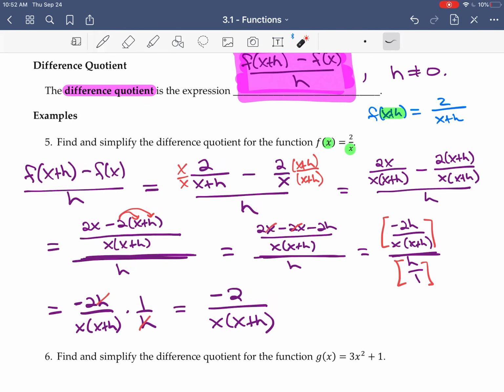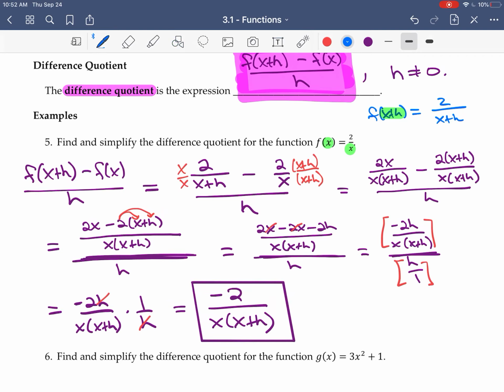Now, you won't understand why this is a good place to stop, but this h on the bottom is going to be a problem in calculus. So once you've canceled it, that's when you know you can stop. That's when you know you've simplified enough. So this is our simplified version here.